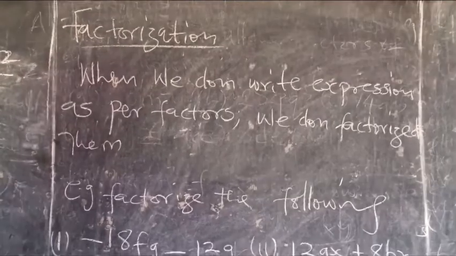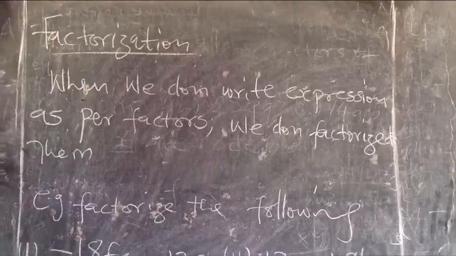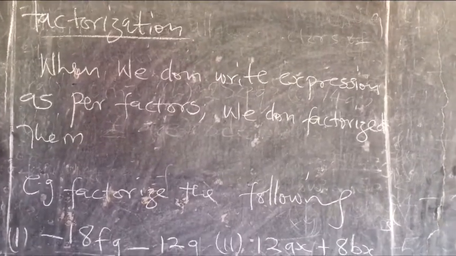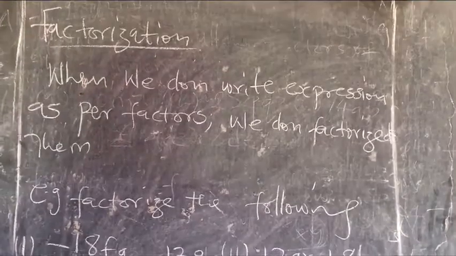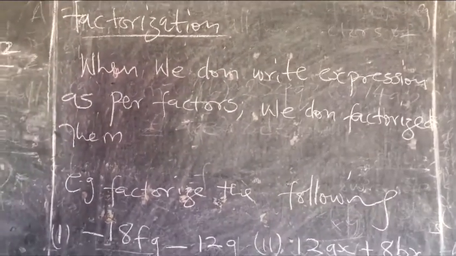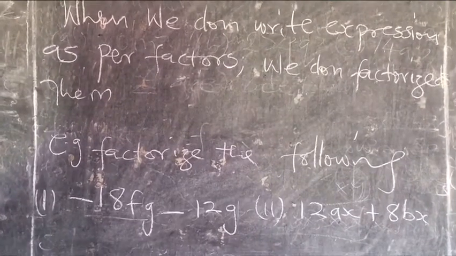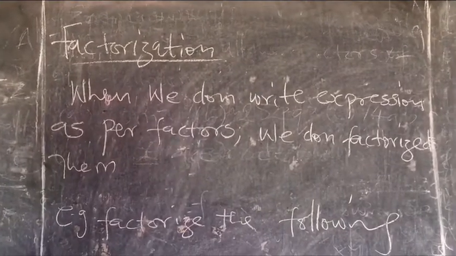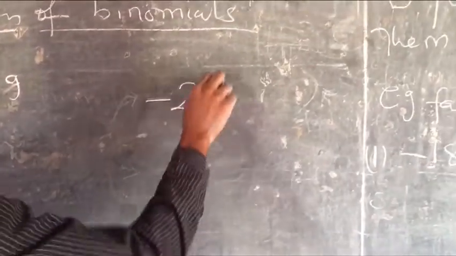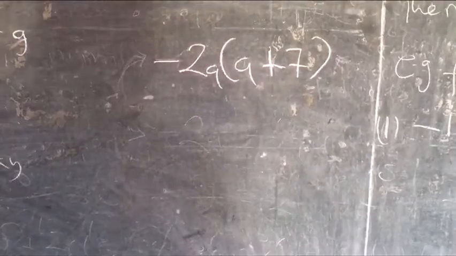So wetin be factorization? When we don write expression as per their factors, we don factorize them. Wetin e mean? In short, the opposite of opening bracket na be factorization. If we don reverse back our opening of bracket, na be factorization. Example, we remember wetin we learn when we dey open bracket, something like this, abi? We learn something like this when we dey open bracket.